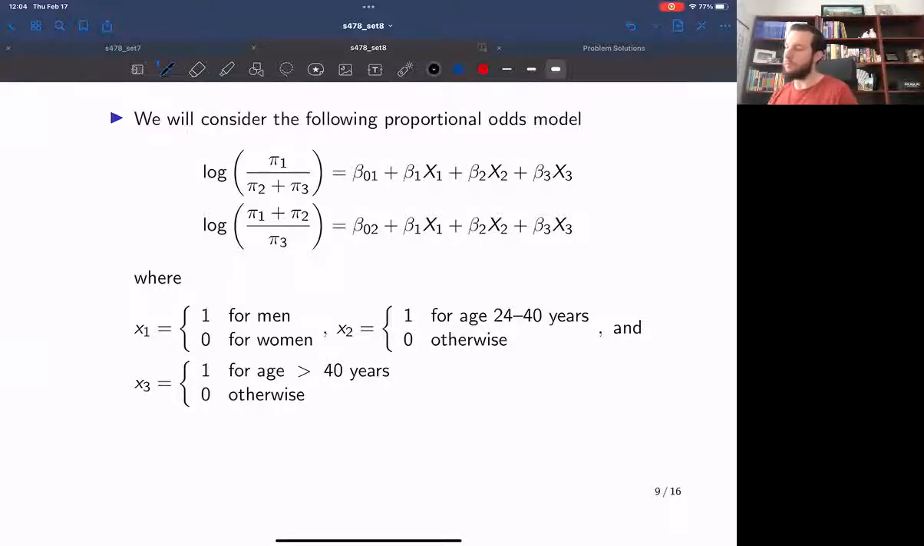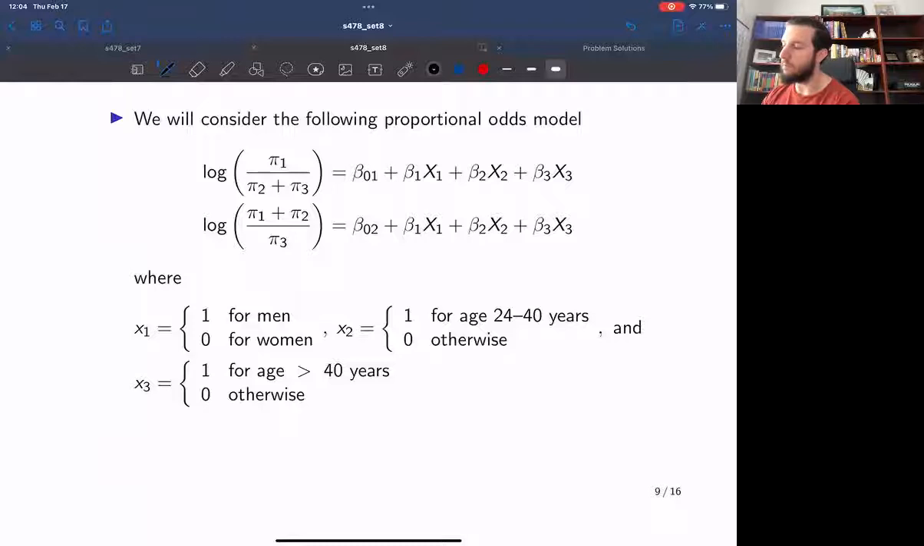So for example, you can see we are modeling the log of pi 1 to pi 2 plus pi 3 as a function of the following linear predictor set. And then we're modeling the odds of pi 1 plus pi 2 to pi 3 as a function of this linear predictor set. Again, what's convenient about this model is that we have beta 1, beta 2, beta 3, which are consistent across both models. And then we just have a beta 0,1 and beta 0,2, which represent the intercept of the different odds that are of interest to us.